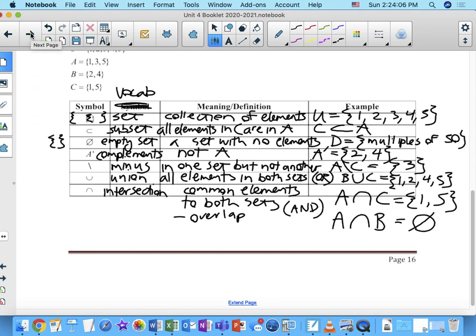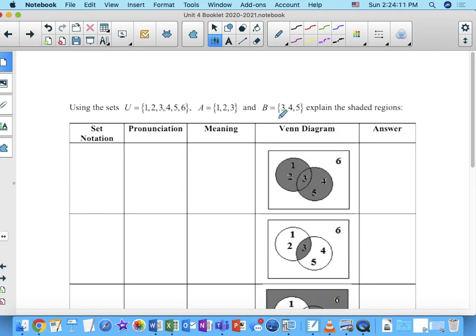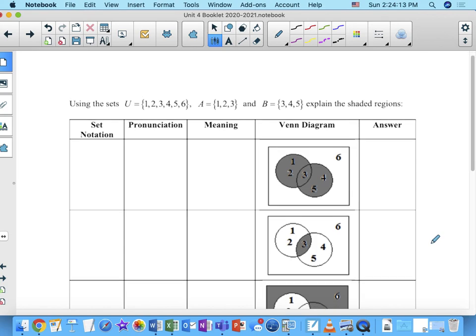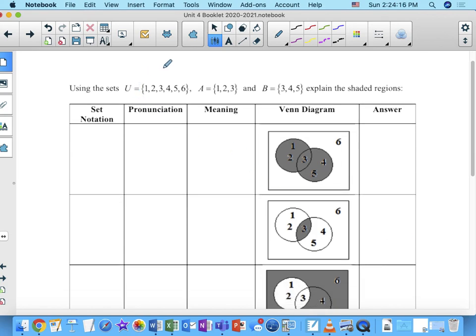Now what we're actually going to do is look at how some of this notation would correspond on a Venn diagram. Okay, so we're going to use this universal set, 1, 2, 3, 4, 5, 6, with two subsets, 1, 2, 3 is A, 3, 4, 5 is B, to talk about what these shaded regions mean. Okay, and we're going to do it with what would it look like using the correct set notation, how would we say it out loud, what would it mean, and then what elements are we talking about.